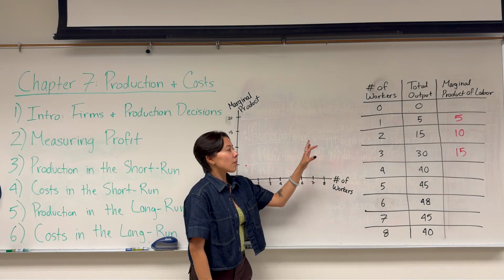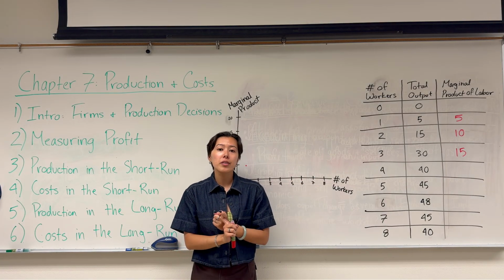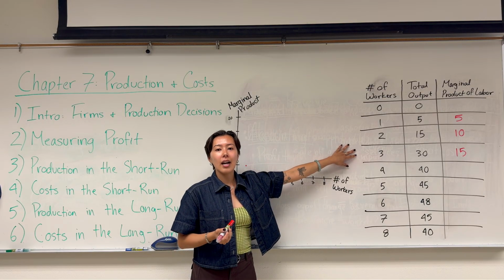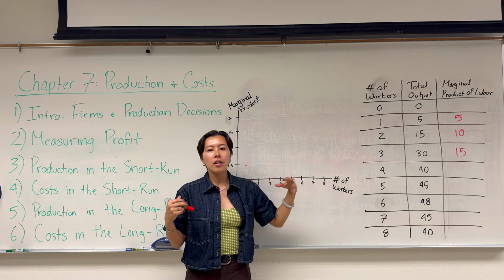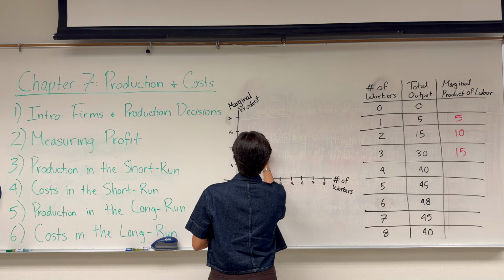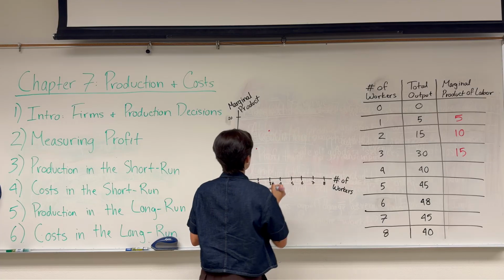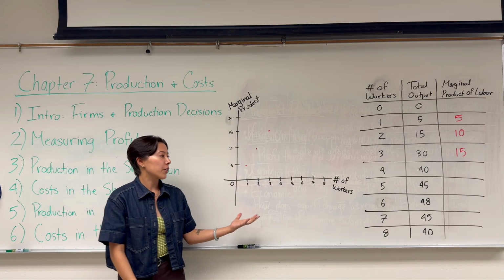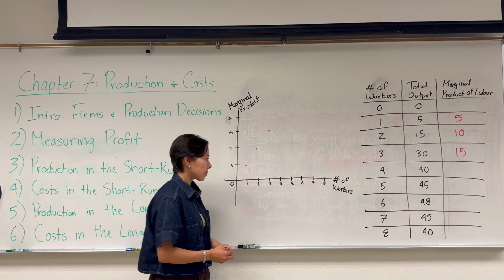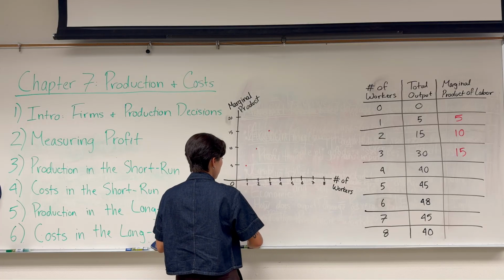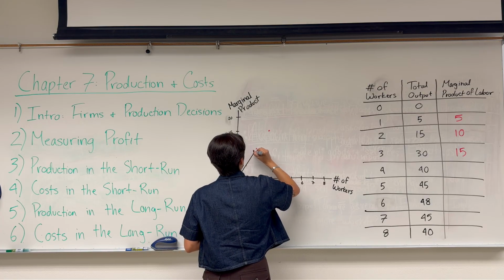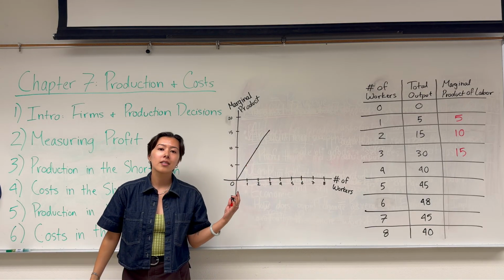So in these early stages of hiring, my business is benefiting from specialization and the division of labor. Each additional worker that I hire is adding more to my total output than the worker that came before them. So as I start to add more workers, my business is just becoming more and more productive. And so if I want to plot this on a graph, I'm going to be creating what's called the marginal product of labor curve. So as I start to hire more workers, my marginal product of labor, at least in the very beginning, is increasing.